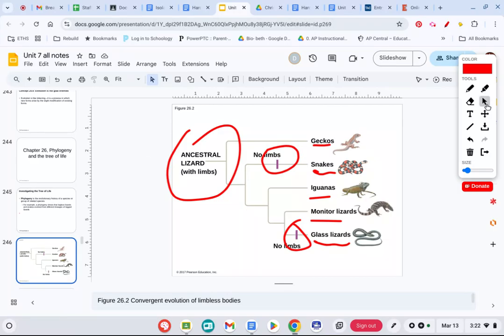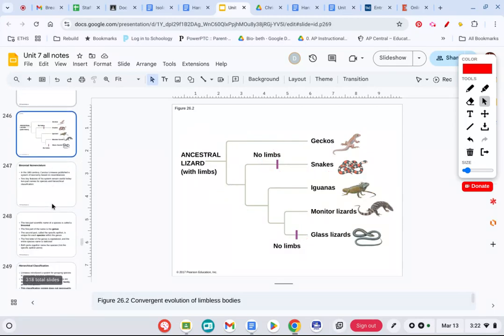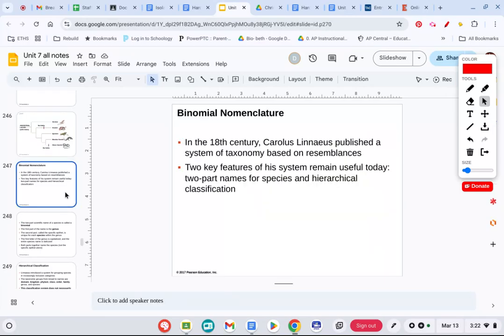We'll come back to this in just a second. That's just a kind of a teaser, so we'll come back to that in a second. But first of all, let's talk a little bit about binomial nomenclature, and that's the idea. This was one of the first systems that was used to try and classify species and try and see how they were related to each other.